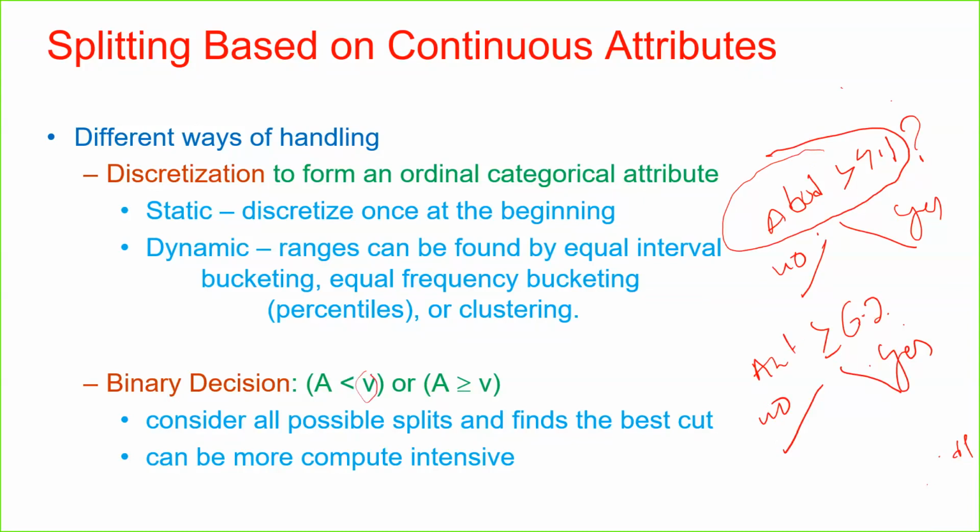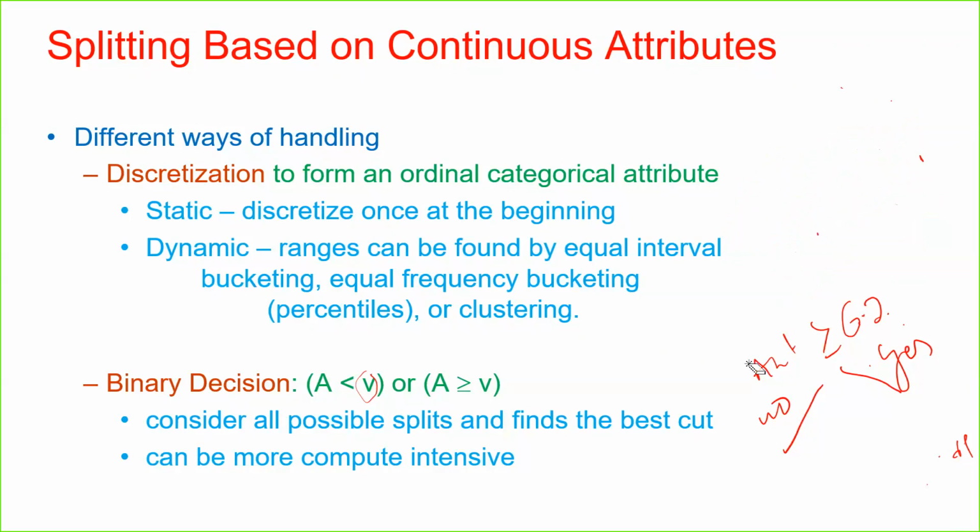For this, you have to consider all the possible splits and find out the best cut. That is computationally more intensive. So understood, right? How to handle the continuous attribute, both the types, discretization as well as the binary decision. Two things are clear? Yes, sir. Everybody, you are not responding today. Okay, fine. Thank you.